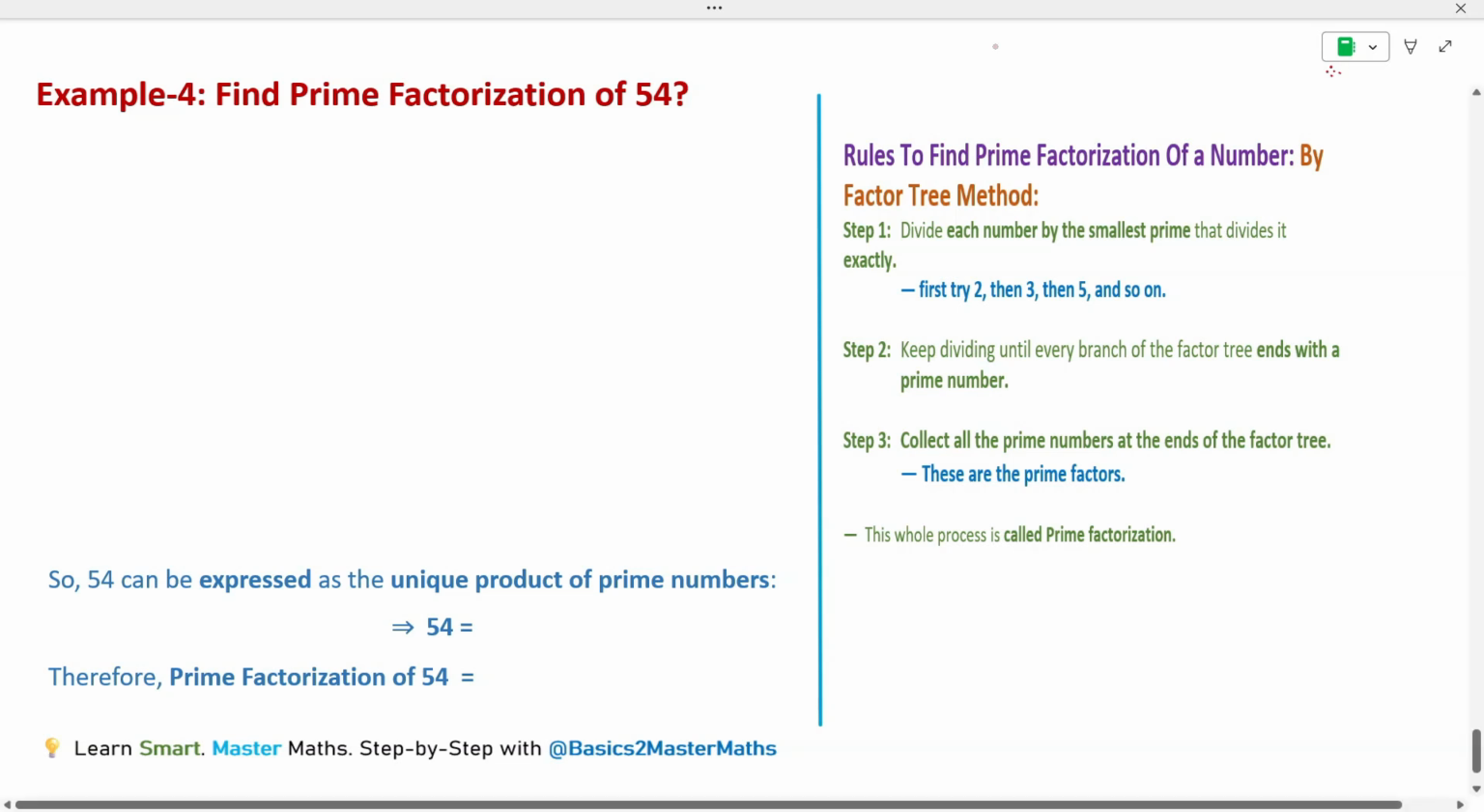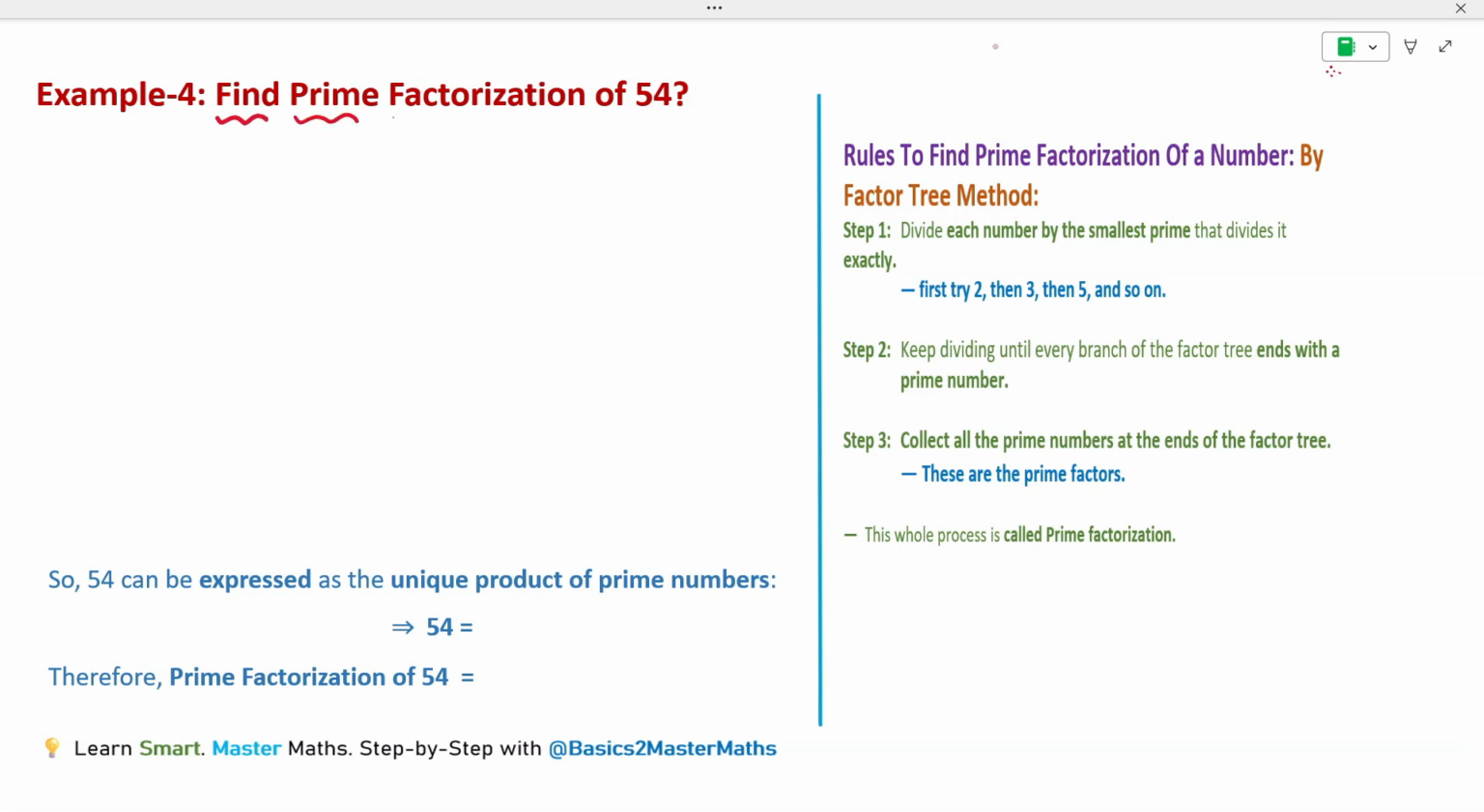Today we will learn how to find prime factorization of 54 by factor tree method. Before solving it, please go through the rules.